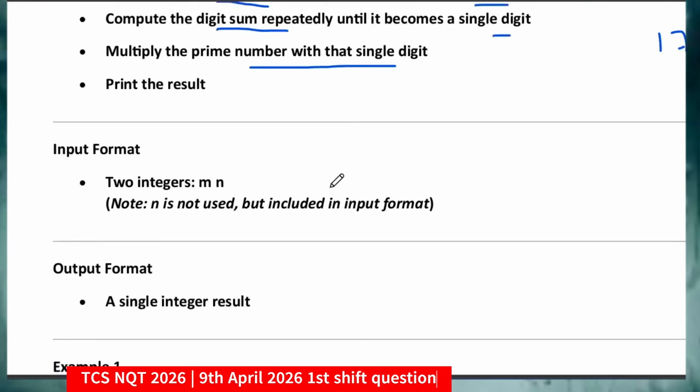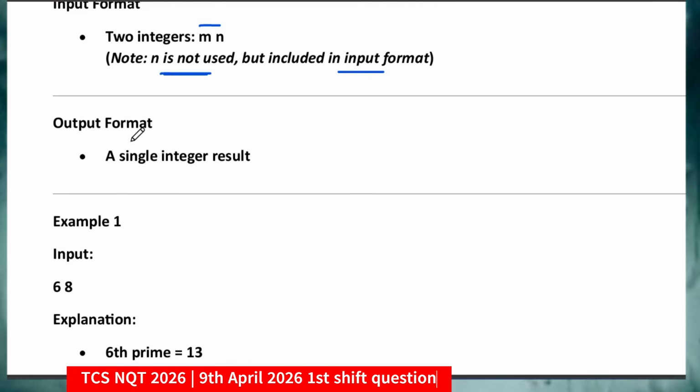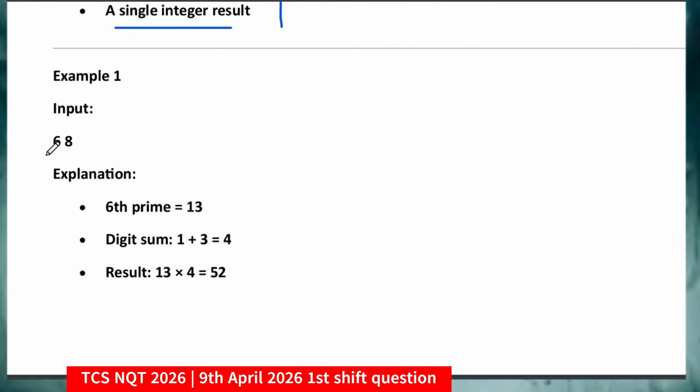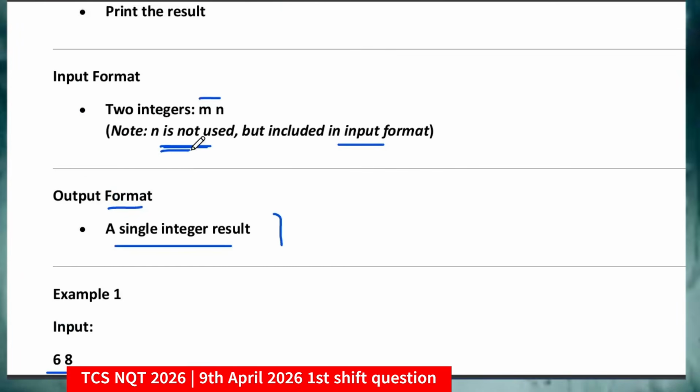So what is the input format? You have to take two integers m and n. Note that n is not used but included in the input format. Some candidates are saying that n is not used, but it is included in the input format. The output format is a single integer that denotes your result. For example, input 6 8. What I want to say here is that they might give you the input as a string and you have to convert it into an integer.